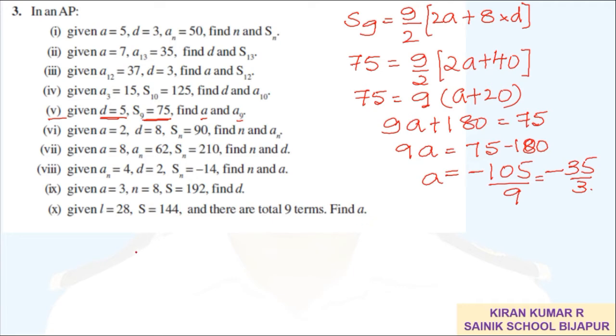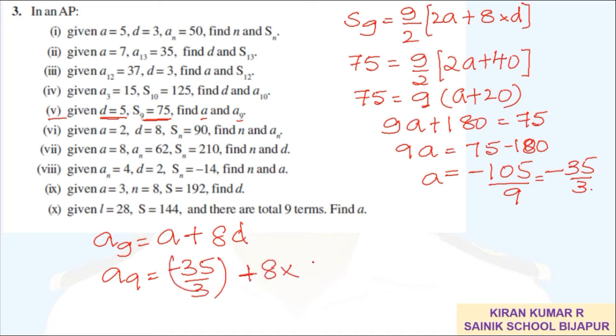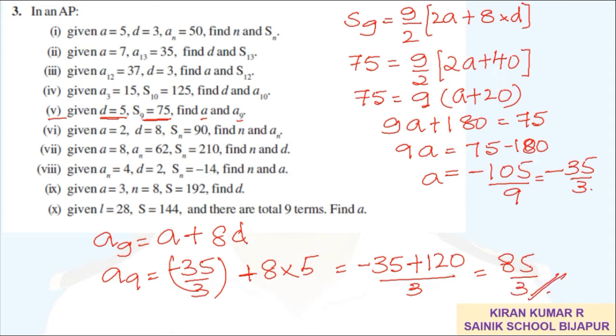Now we need to find out the ninth term, which is a plus 8d. So a9 will be equal to the first term just now we have found, negative 35 by 3. It should be added with 8 times of d, the value of d is 5. On further simplification, it becomes minus 35 plus 120 divided by 3. This will be positive 85 by 3. This will be the ninth term, and a value is negative 35 by 3.